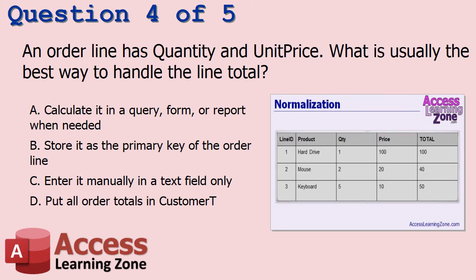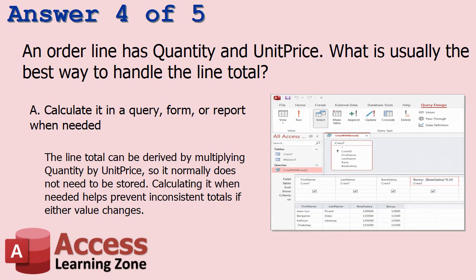Question 4. An order line has quantity and unit price. What is the best way to handle the line total? Calculate it in a query, form, or report when needed. Store it as the primary key of the order line. Enter it manually in a text-only field, or put all order totals in the customer table. That's going to be A, calculate it in a query, form, or report when needed. I like to do it in queries.